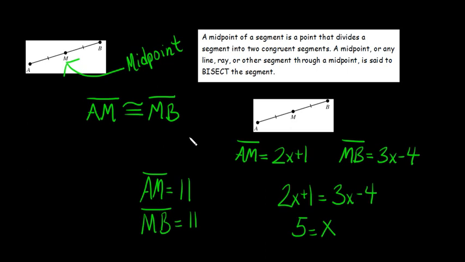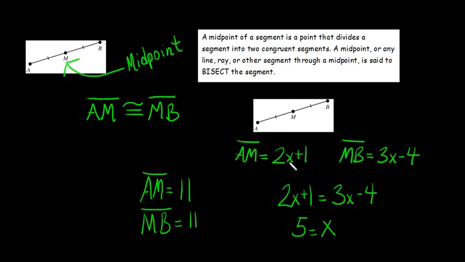And so if I assigned values to those, let's say I said that segment AM is 2x plus 1, and I say that segment MB is 3x minus 4, I can set them equal to each other because this is the midpoint, and I can solve for whatever x is.